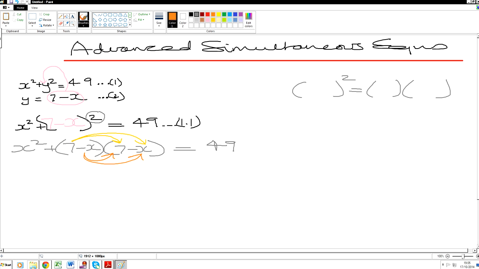So let's copy down. We have x squared copied down from the top. 7 times 7 is 49, plus 7 times minus x is minus 7x. Minus x times 7 is minus 7x. Minus x times minus x is plus x squared.